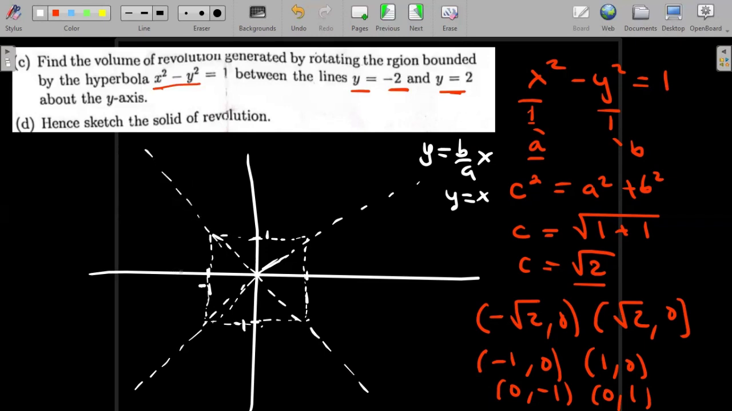Then I have my root 2, which is my focus. My focus is going to be negative root 2, comma 0 here. Then I have the other one on this side, which is going to be root 2, comma 0. So after getting these points, of course that's my y and my x-axis, I'm going to draw.